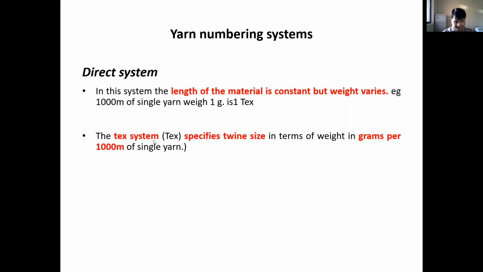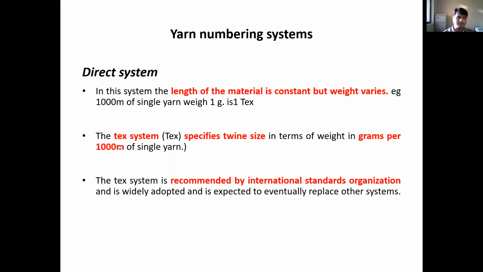Like that, this tex system specifies twine size in terms of weight in grams per 1000 meter of single yarn. Already told. Then this tex system is recommended by the International Standard Organization (ISO), and it is widely adopted and is expected to eventually replace other systems like the indirect system. So in direct system, most commonly we are using tex and linear. So this is about the tex.